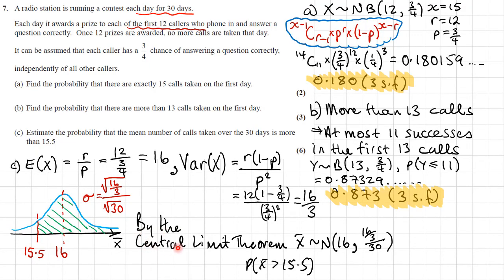So by the central limit theorem, the mean of the samples is normally distributed with a mean of 16 and a variance of 16 over 3 over n, which is 30. The probability that that sample mean is greater than 15.5 is equal to, on my calculator, 0.88216. So we want to give that to 3 significant figures, so 0.882. So 3 SF for that one.